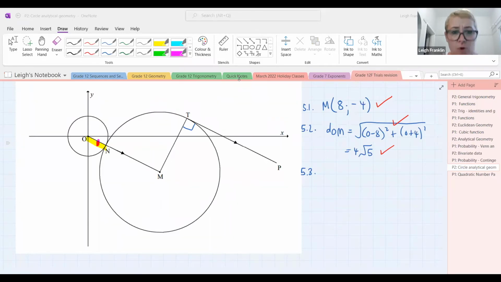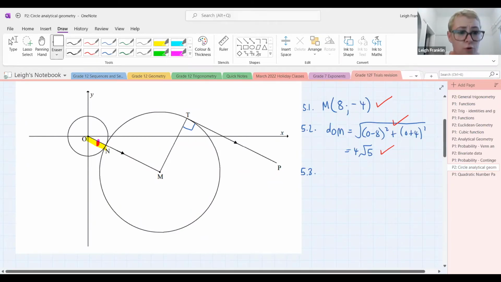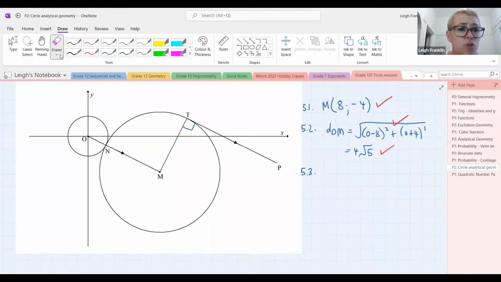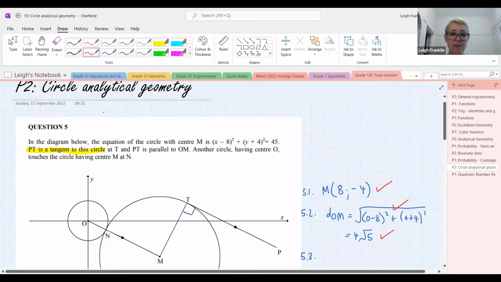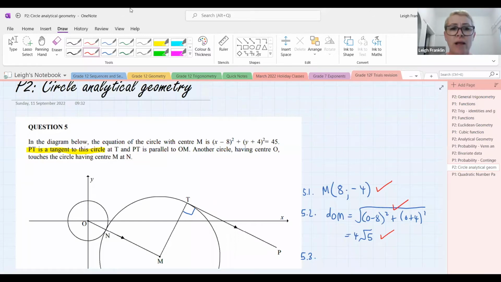Absolutely, Ibrahim. ON is a radius. It is the radius of the smaller circle, quite right. And do we know anything about the equation of the smaller circle? Let's go back up here and have a look. Have they told us anything about that smaller circle other than the fact that it's centered at the origin? Do we know anything about it? No, we don't, do we?